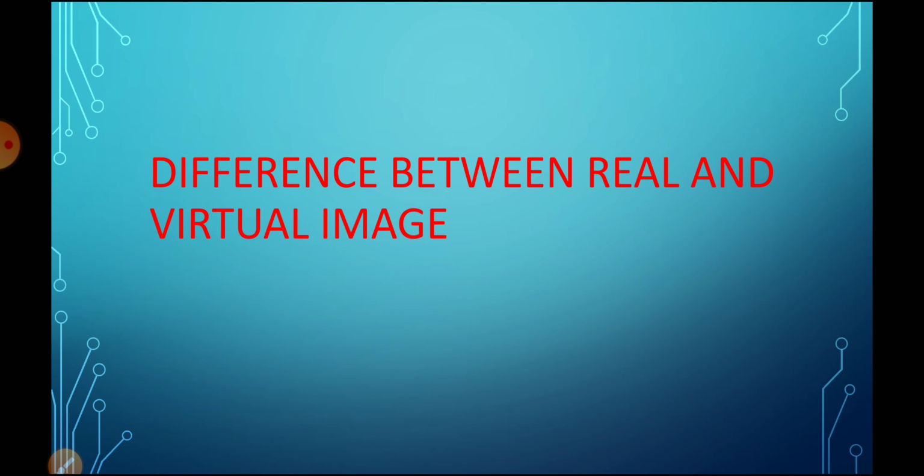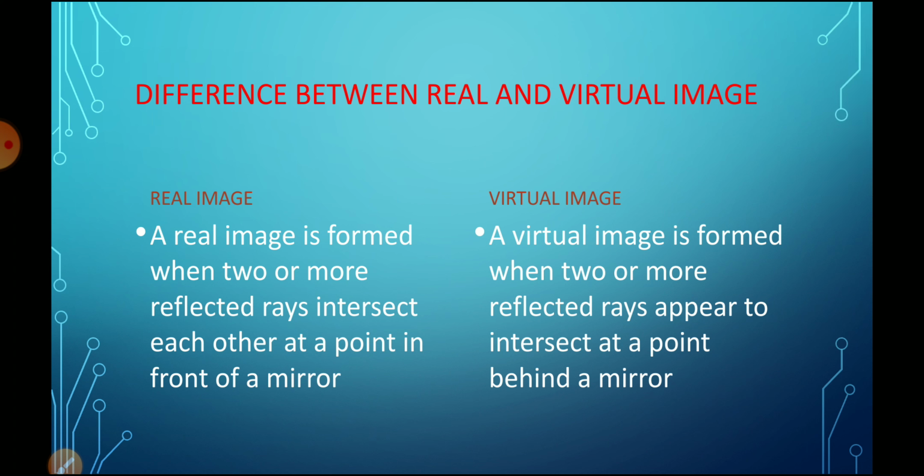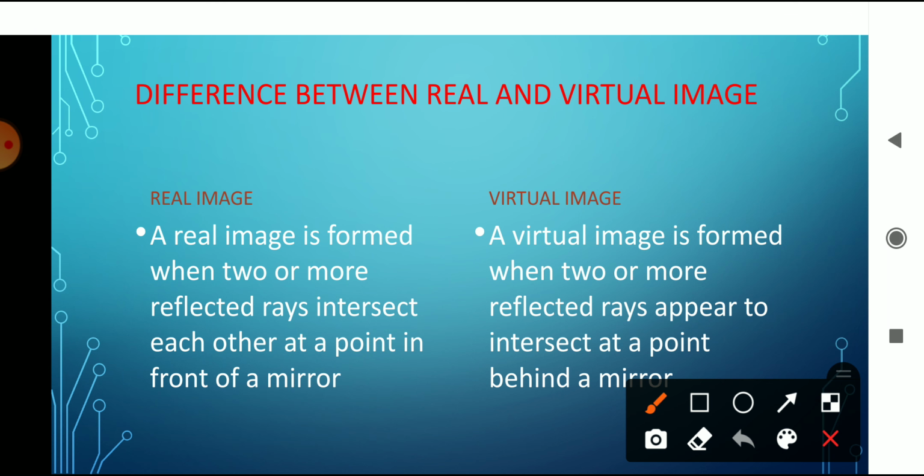Difference between real and virtual image. Real image, virtual image. A real image is formed when two or more reflected rays intersect each other at a point in front of a mirror. A virtual image is formed when two or more reflected rays appear to intersect at a point behind the mirror.